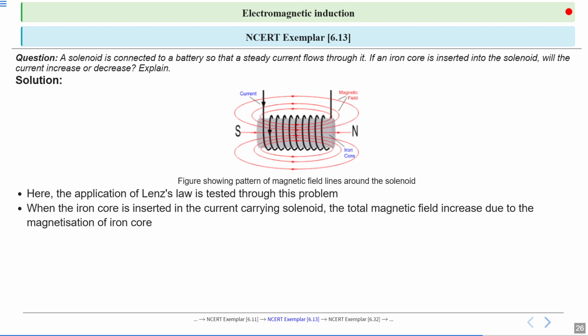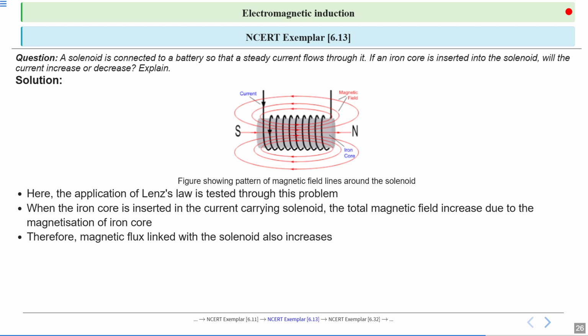When the iron core is inserted in the current carrying solenoid, the total magnetic field increases due to magnetization of the iron core. Due to the magnetization, the iron core has its own magnetic field, which will be in the same direction as the magnetic field of the solenoid. So it will increase the total magnetic field through the solenoid. Soft iron core is a ferromagnetic material, so it will be magnetized in the same direction as the magnetizing intensity of the solenoid. So the total magnetic field will increase.